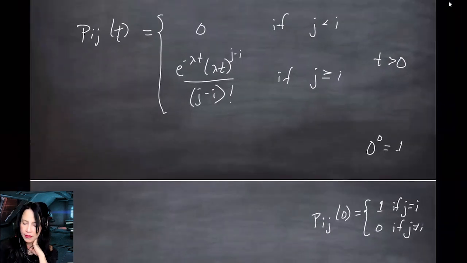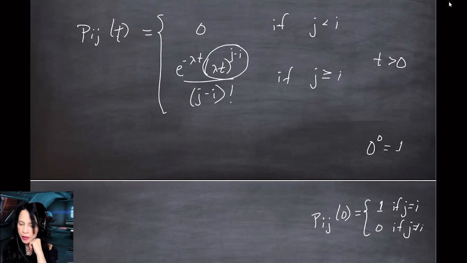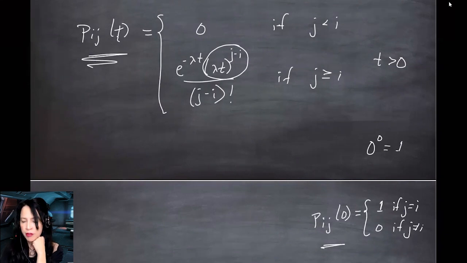And the transition probability we have up here will hold as long as, when t is 0 and j equals i, it is going to be a 0 to the 0. So as long as you define 0 to the 0 power to be 1, this will also hold when t equals 0. So nothing really new, just a new notation. And we wrote out a formula for it based on what we know about the Poisson process.